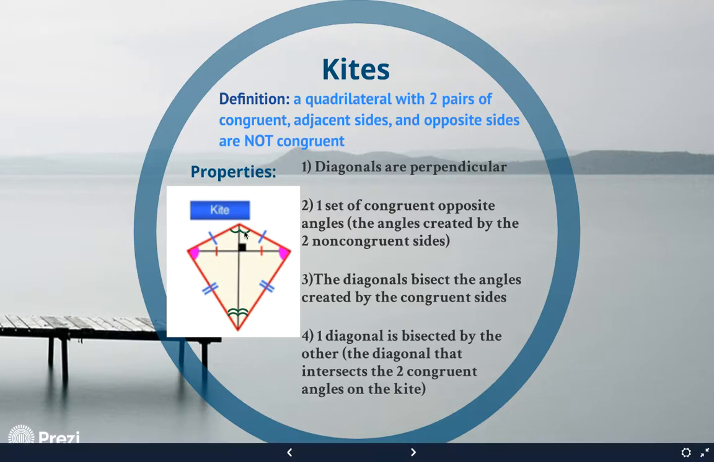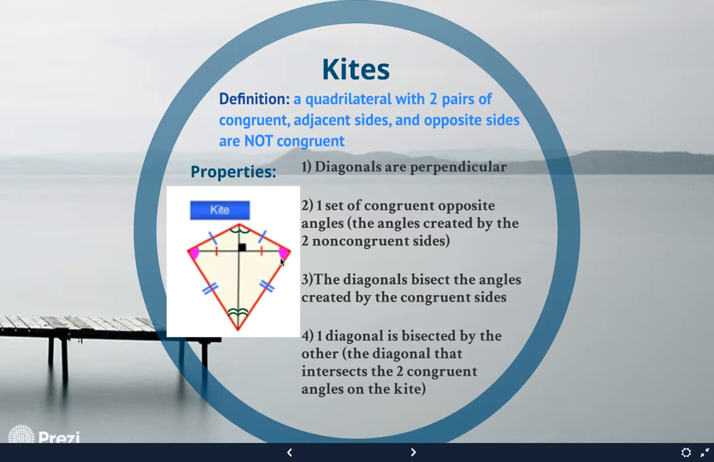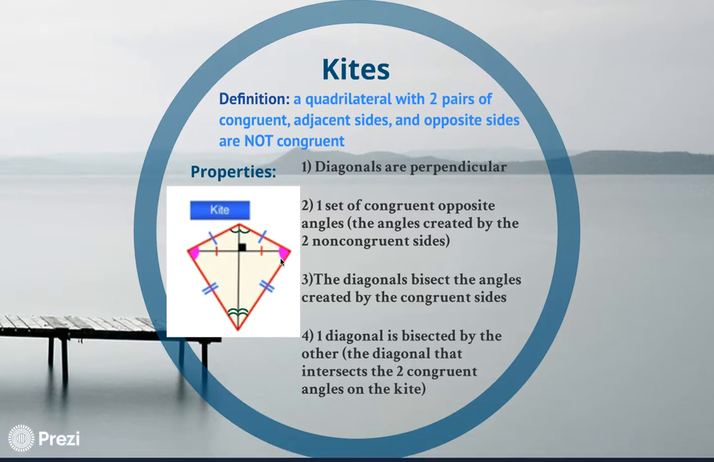So on your kite, usually it's a wooden or plastic or metal material that holds the kite together. Those two pieces are actually perpendicular. So next time you're at the beach and you're flying a kite, you'll know those two pieces that are holding the kite together are perpendicular, which is cool.